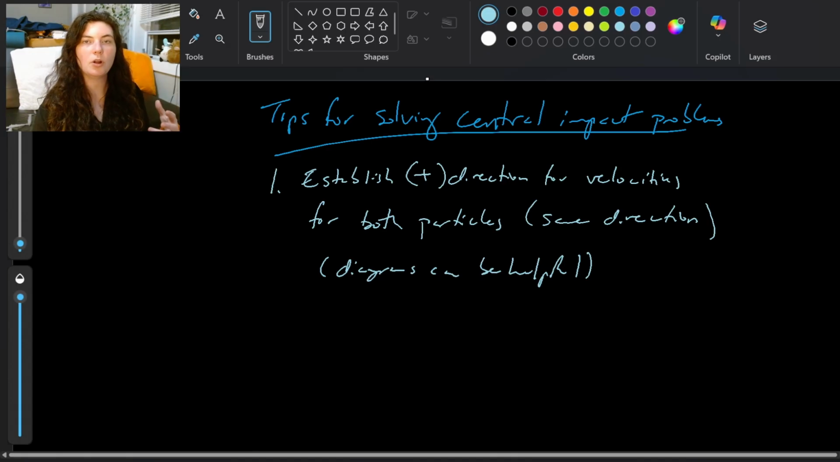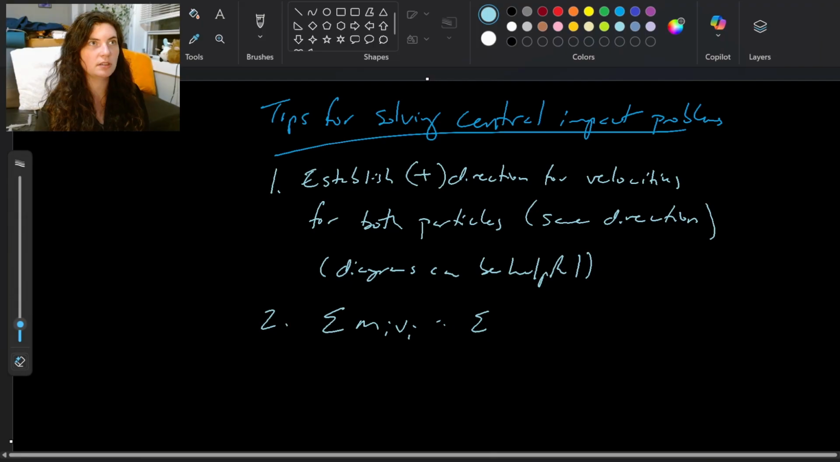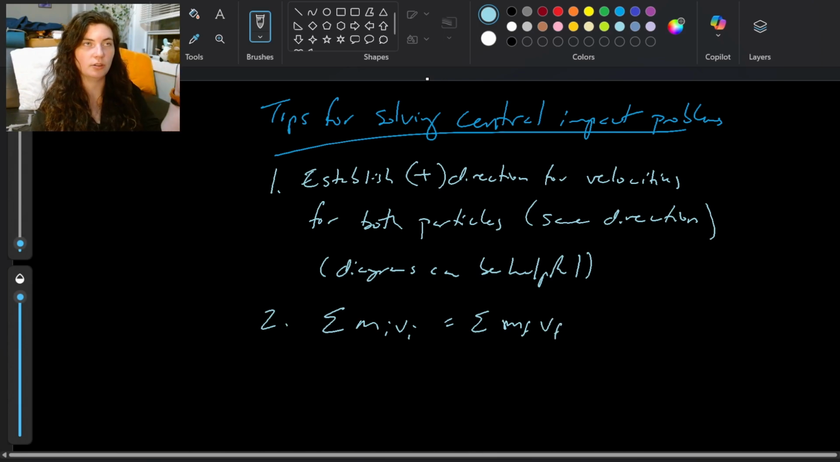And then from there, we're going to want to apply both of our equations. So remember, this is a special case of conservation of momentum. So we're going to apply our conservation of momentum: sum of masses times velocities initial equals sum of masses times velocities final. And this is going to be in one single direction, right? So this is along the line of impact.